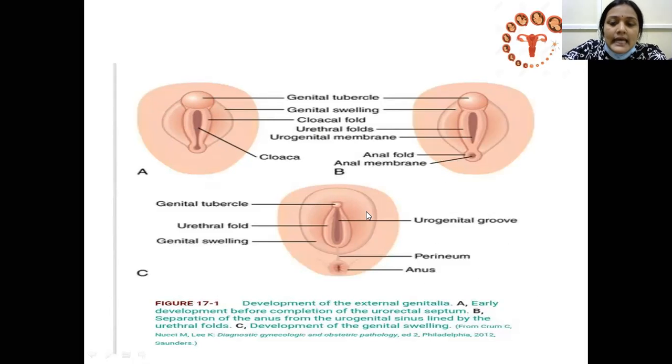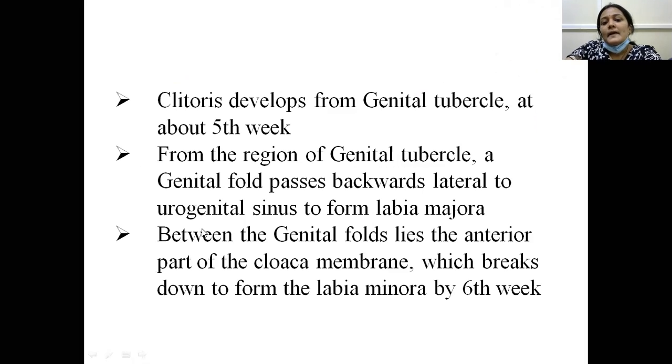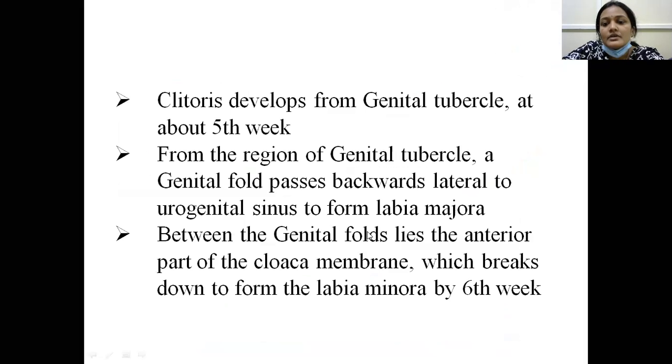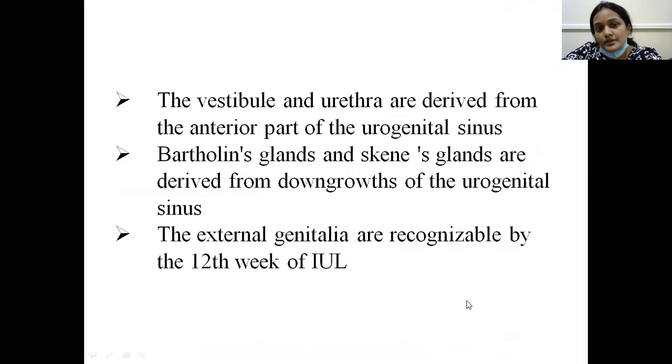That forms the labia majora. Between the genital folds or genital swellings lies the anterior part of the cloacal membrane, which breaks down to form the labia minora by the sixth week. See, these become the labia minora. The cloacal membrane gets ruptured, and the aperture breaks to form the labia minora inside the labia majora.